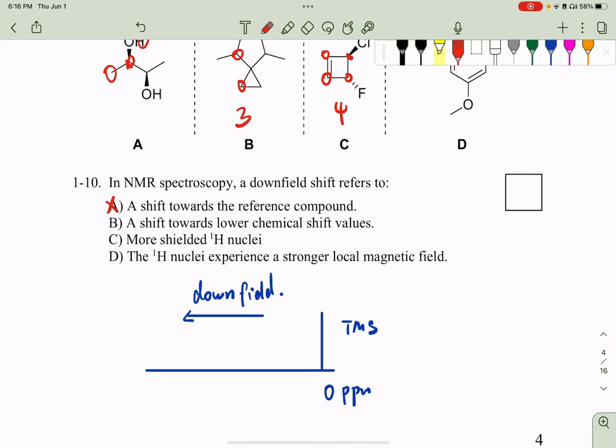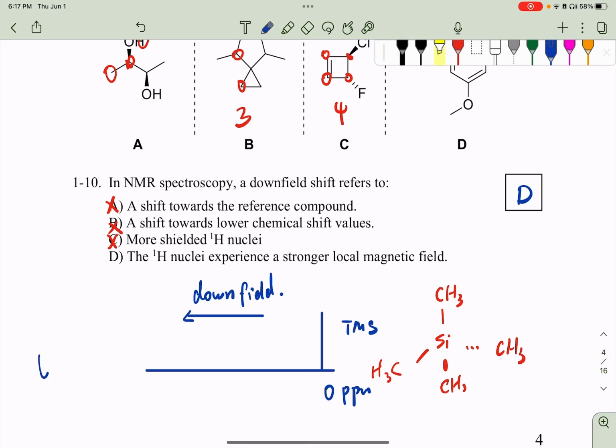So this is definitely not correct. To a lower chemical shift value, which is not correct because, right, our reference is 0. More shielded proton NMR. So if you remember what that TMS looks like, right? You have silicon in the middle, and then CH3, CH3, CH3, CH3. So all these CH3s are equivalent to each other, and they shield each other very strongly. So not correct. So, well, D is our only correct answer.